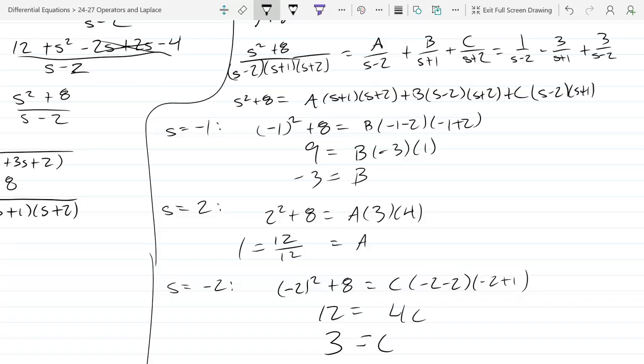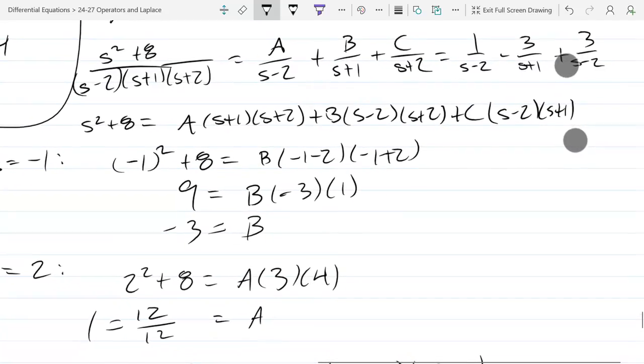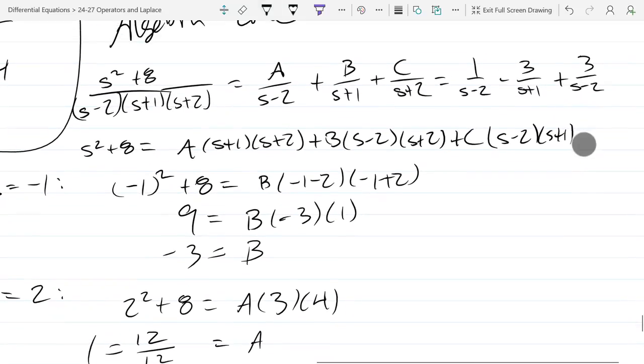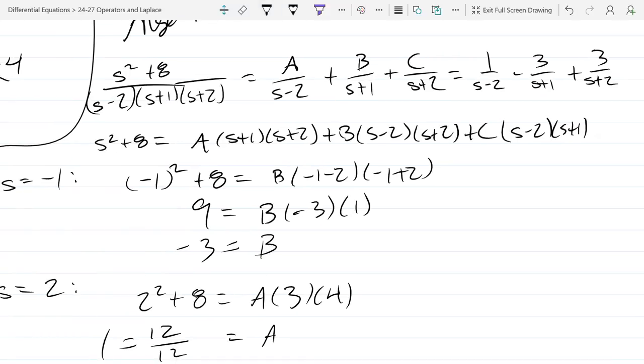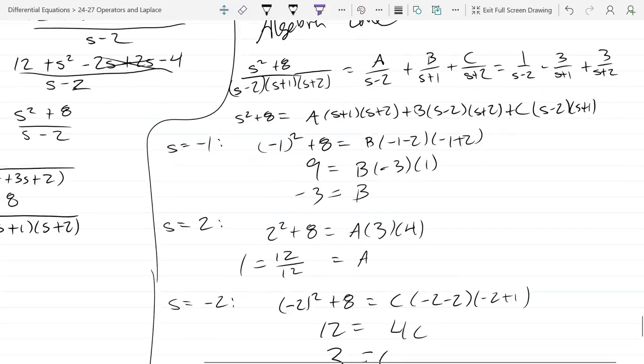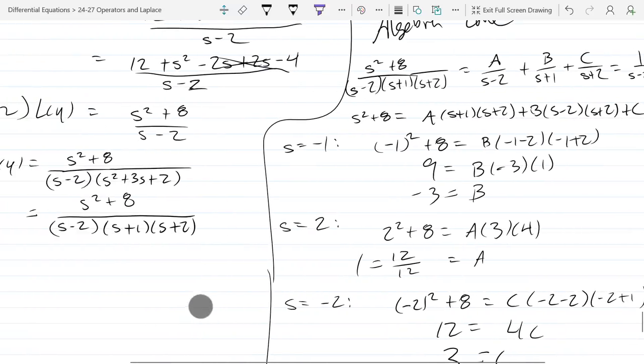So any partial fractions questions? That last one, is it supposed to be s plus 2 on the bottom? Certainly, I should not have two s minus twos, that's for sure. Looks like, yeah, it should be s plus 2. All right, so any partial fractions questions? All right, so we're gonna copy that over to here.